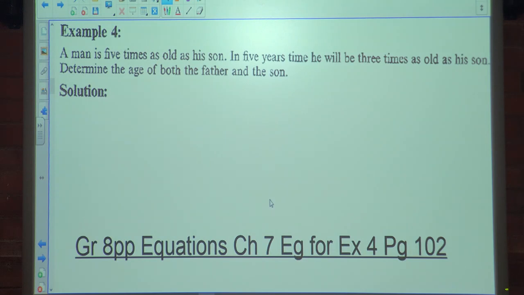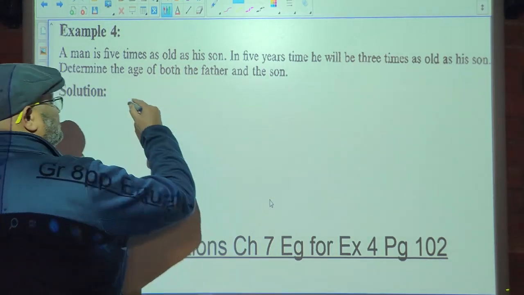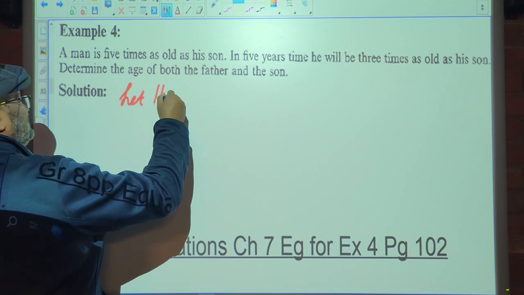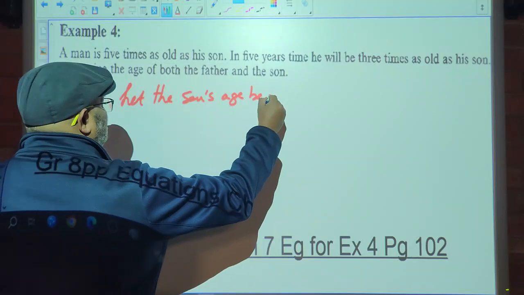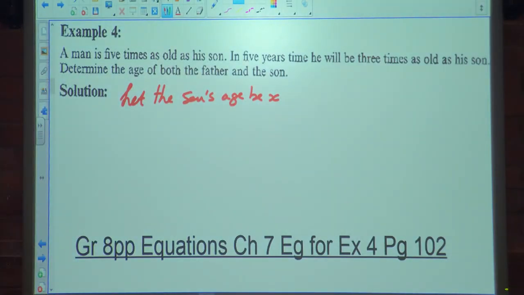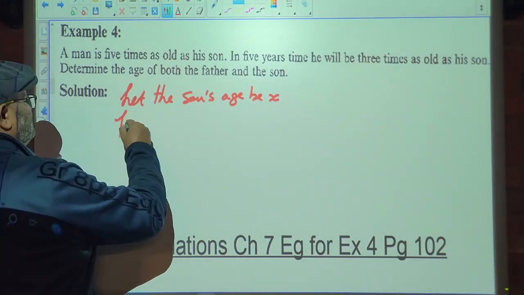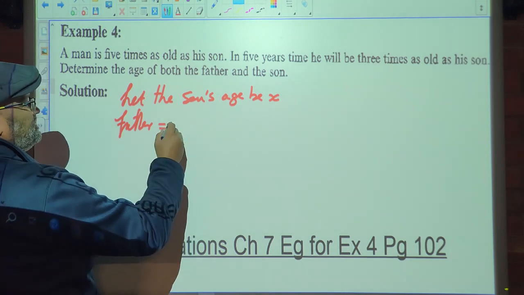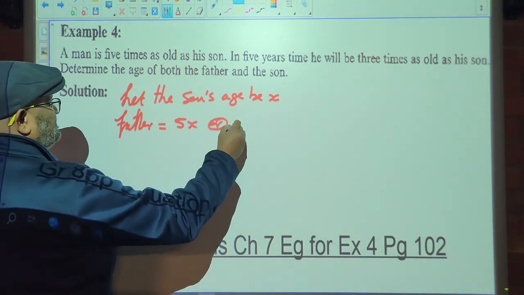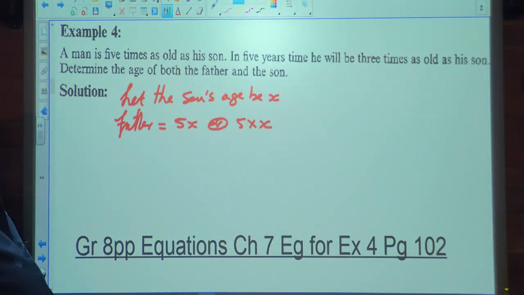So according to the steps, we're going to let the younger one of the two be x. So we say let the son's age be x. Okay. So a man, or the father, is 5 times as old as his son. So the father will be 5 times x, so it will be 5x. Okay, so that's 5x.